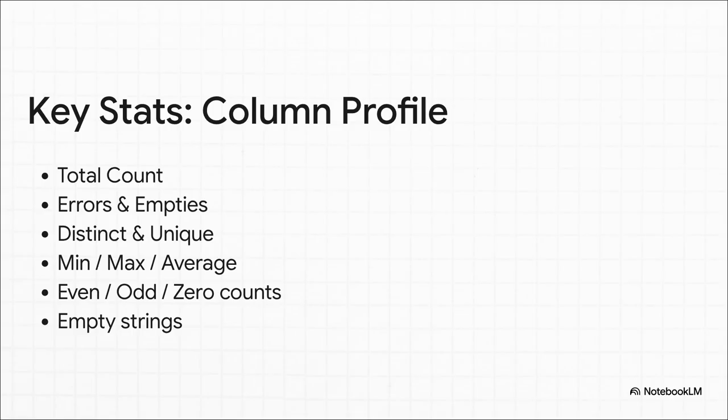Think of column profile as the full lab report on your evidence. It gives you everything. The total number of rows, how many errors and empties you have, your distinct and unique counts we just talked about, and even stats like the minimum, maximum, and average values. This is where the really good stuff, the hidden clues, start to pop out.